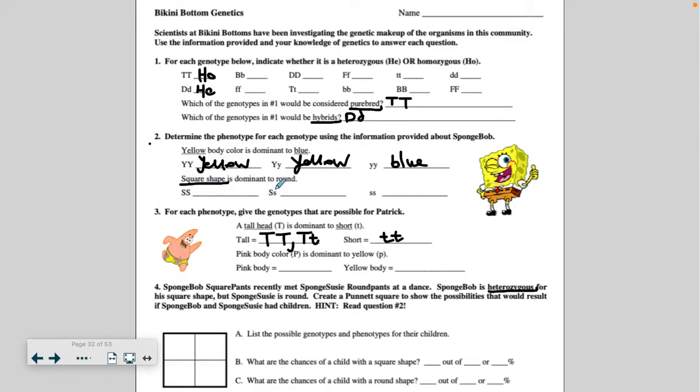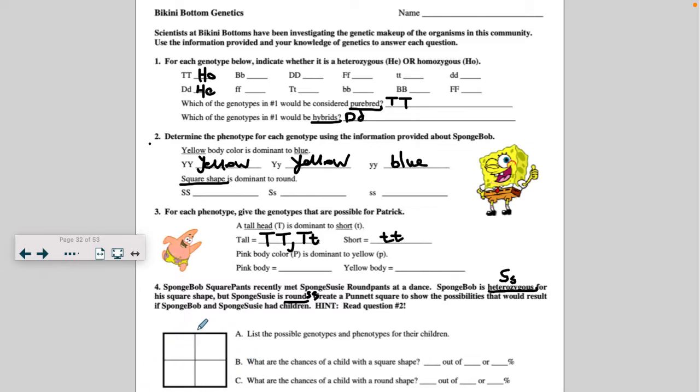Square shape is dominant to round. SpongeBob is square shaped, so he for sure has a capital S. And this word, heterozygous, means that he also carries the recessive allele. So he is big S, little s. Sponge Susie is round. She shows the recessive phenotype. So the only way that she can be round is two little s's. Create a Punnett square to show the possibilities that would result if SpongeBob and Sponge Susie had children.